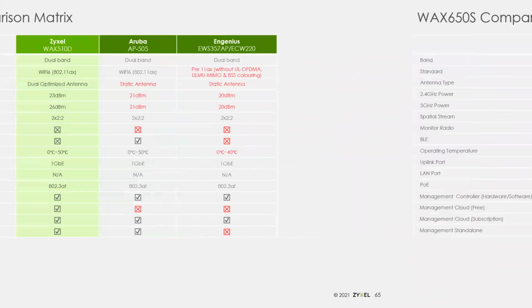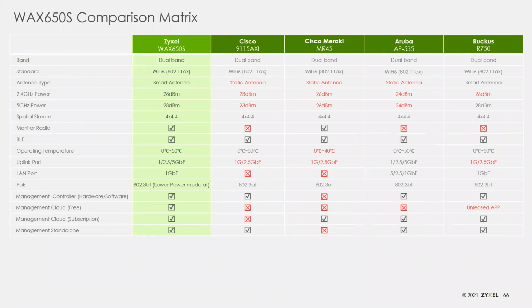So we'll go on from there to the 650S. This competes with something like a Cisco Meraki MR45 or a Ruckus R750. You can see we've got better output power than most of our competition here. All of us are offering 4x4 on both radios. We have that built-in monitoring radio, which is missing from the Aruba and Ruckus products. We have a 5 gig uplink port, which is missing from the Cisco and Aruba products. We have that pass-through LAN port, which is missing on the Cisco products. And of course, we have the free cloud, which none of our competitors offer.